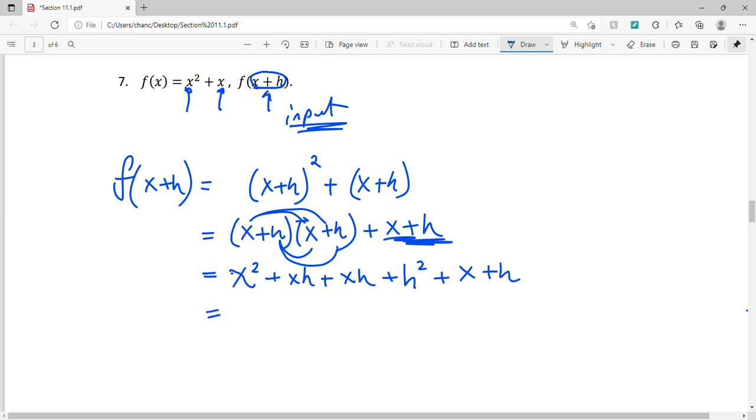We can simplify this. This is x squared plus these two can be added as 2xh. H squared comes down, x comes down, and h comes down. That's it. We can't simplify anymore. I can't add any variables together because they're not like variables.